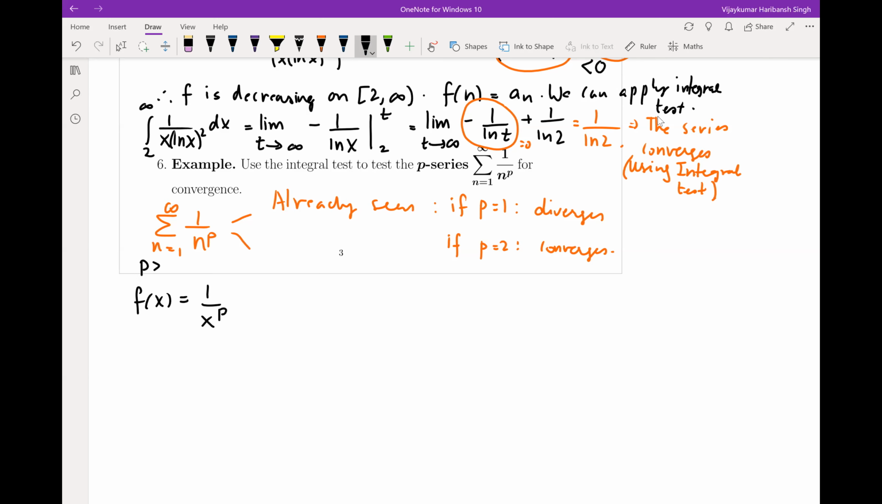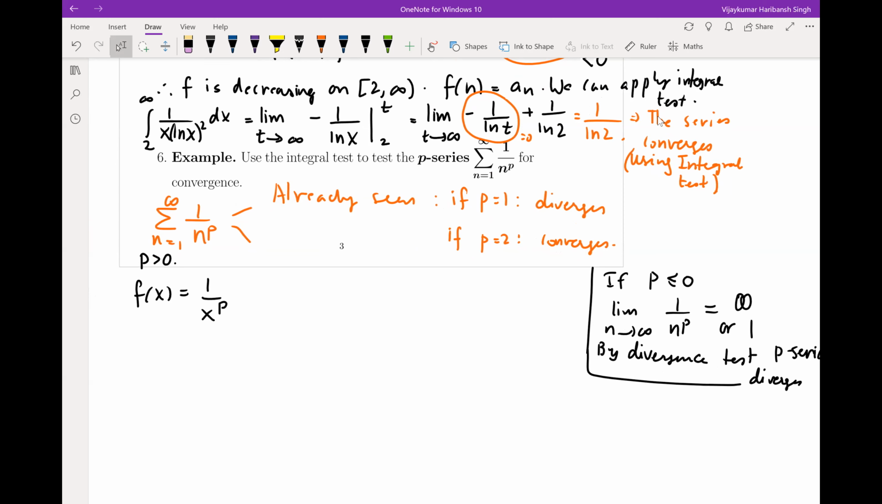Because if p is less than or equal to 0, the limit as n goes to infinity of 1 by n to the power p is either infinity or 1. So by the divergence test, it diverges. What do I mean by it? I mean the P series diverges. So that is not our interest. Our interest is when p is greater than 0.